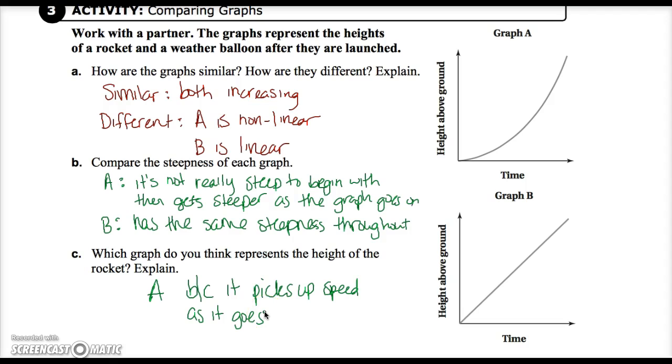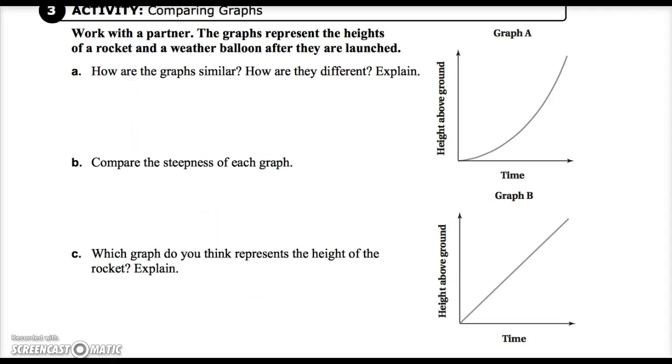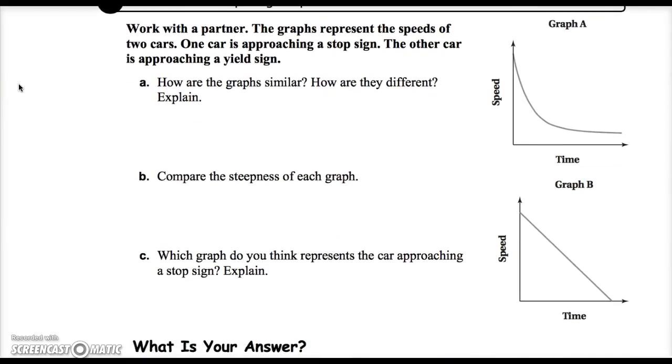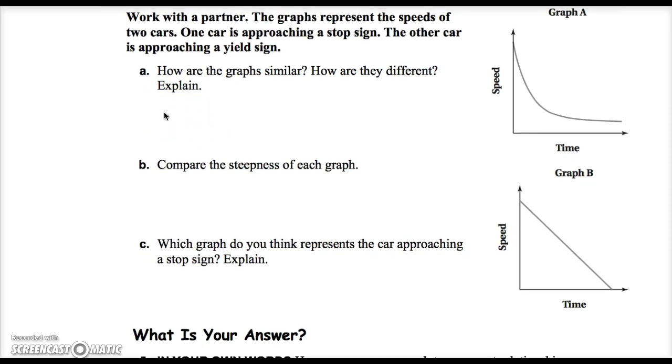Okay, now activity 4, we're going to be doing a very similar type thing but with 2 different graphs. So on activity 4, these graphs represent the speeds of two cars. One is approaching a stop sign. The other one is approaching a yield sign. So A says, how are they similar and how are they different again? So again, with these, they're going to be similar because they are both decreasing in speed over time. So both cars are slowing down.